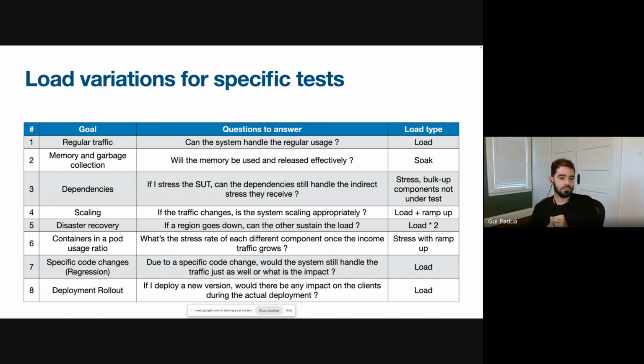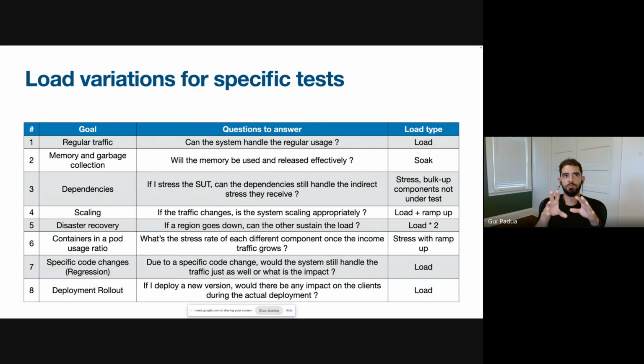The containers in a pod usage ratio. So this was maybe more specific to Kubernetes. It's related to dependencies as well. It's related to how applications grow. You have things connected together that might respond to stress in a different way. And sometimes you have, let's say, 10 services, and they are all using one specific dependency, but they might be using that dependency in a different ratio.